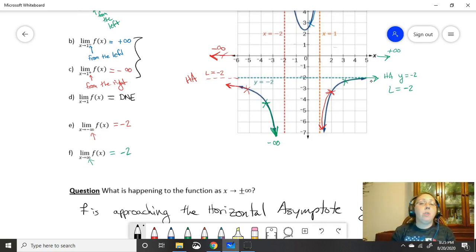Vertical asymptotes, however, you never cross and you never touch. You can get as close to a vertical as you want, but you'll never actually touch it.